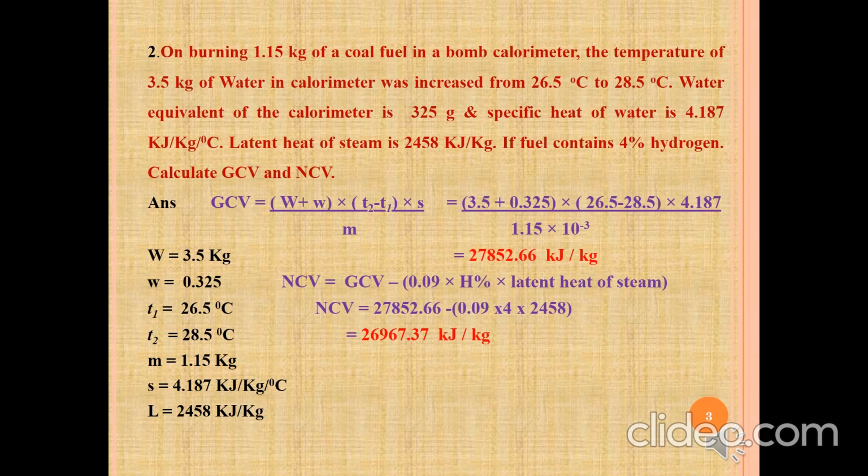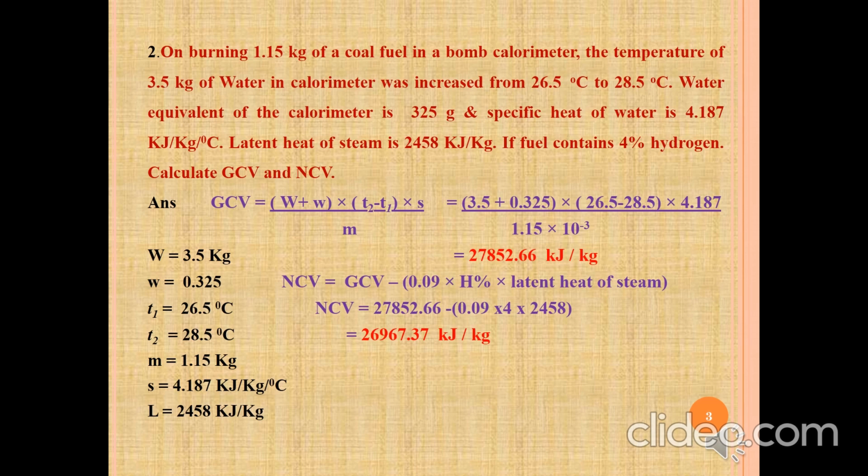Next, the formula used to calculate the net calorific value, that is NCV, is given by GCV minus 0.09 into percentage of hydrogen into latent heat of steam. So NCV equal to 27,852.66 minus 0.09 into 4 into 2458. After substituting into the formula, we are getting NCV value as 26,967.37 kilojoules per kg. So this is the NCV value.